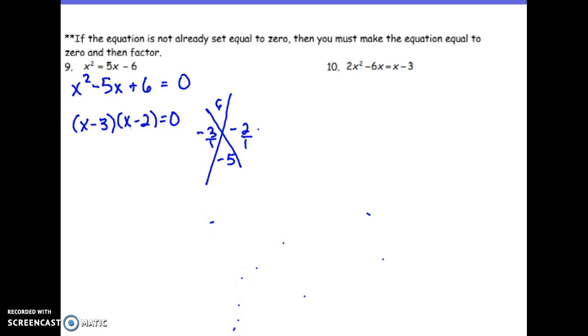All right, so when I solve that, x minus 3 is equal to 0. My x is 3. And if I set my x minus 2 equal to 0, my x is positive 2. So my solution is x is 2 and 3.